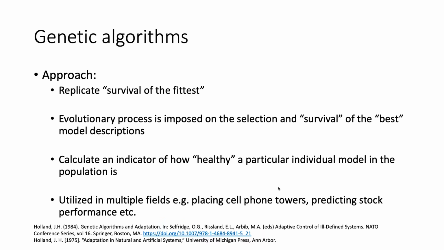And so genetic algorithms replicate the survival of the fittest. And I've got some of the John Holland references for some of the early articulations of this. And as an evolutionary process, it's imposed on the selection and survival of the best model descriptions. One calculates an indicator of how healthy a particular individual model is in the population. And it's utilized in multiple fields, for example, placing cell phone towers, predicting stock performance.